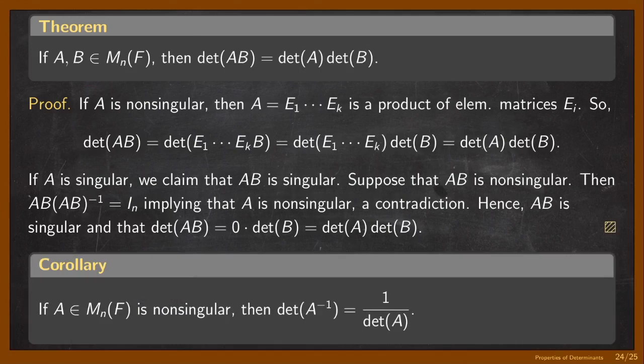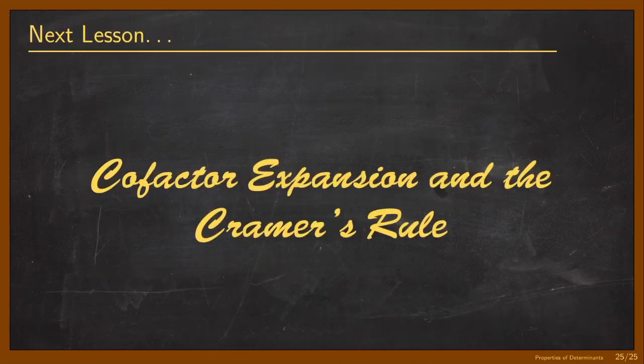As an example, if the determinant of A is 38, we know that it's non-singular because the determinant is a non-zero one. Therefore, the determinant of its inverse, even though we don't know what the inverse is, has to be 1 over 38.